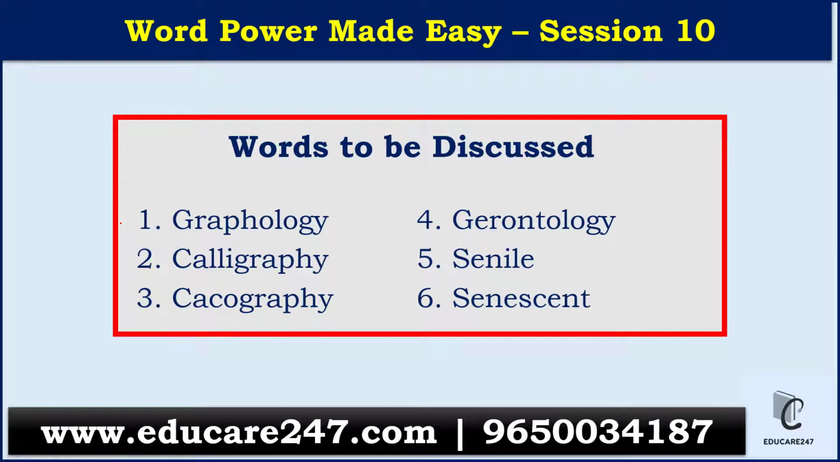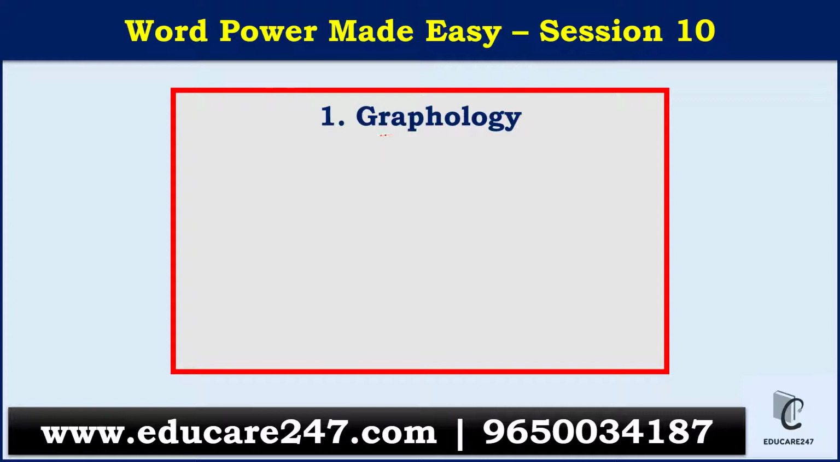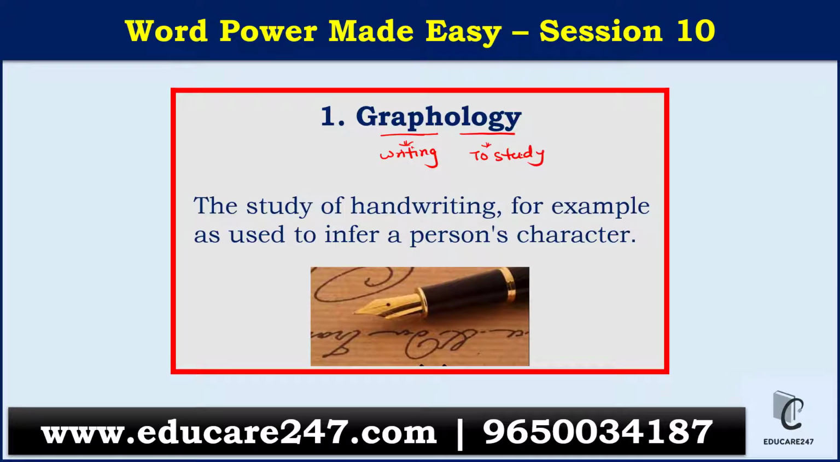So these are the 6 words which will be based on the root words discussed earlier. Let's discuss their meaning in detail. Let's begin. The first word is graphology. We'll just divide this into 2 parts: graph and logy. Graph is basically from graphein, which was writing, and logy, we all know, is to study. So to study the writing or handwriting will be graphology. So it's the study of handwriting, for example, as used to infer a person's character. You could see here there's a beautiful handwriting in the picture. So you would say that the person is actually a good person. So it's the study of handwriting.